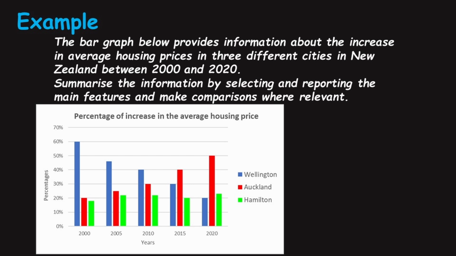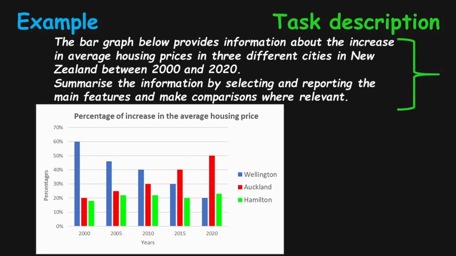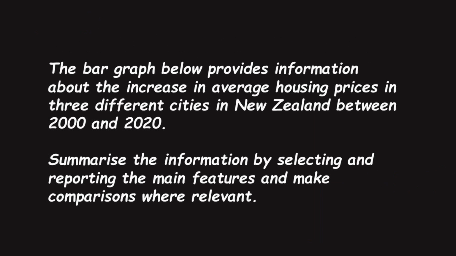This task card presents the task description and the bar graph itself. The bar graph below provides information about the increase in average housing prices in 3 different cities in New Zealand between 2000 and 2020. Summarize the information by selecting and reporting the main features and make comparisons where relevant.